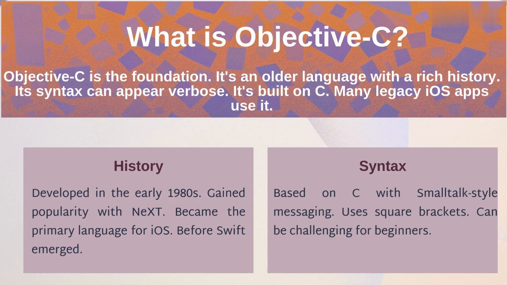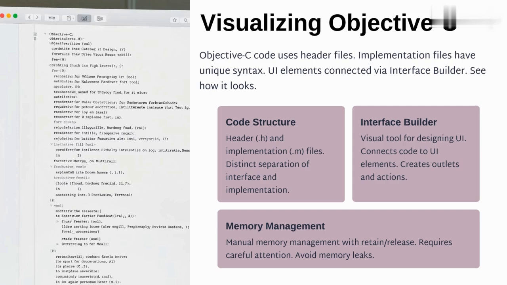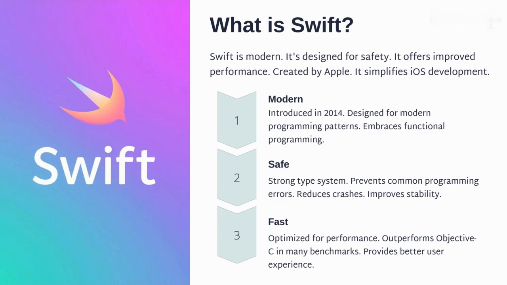Objective-C is the older language and it's been around since the early days of iOS development. It's powerful, but it can be a little tricky to learn, especially if you are just starting out. The syntax is more complex and you'll often see a lot of square brackets and longer lines of code, but it's still widely used in many older projects and existing iOS apps.